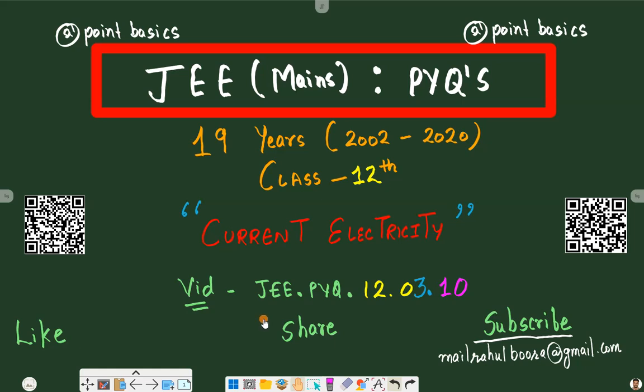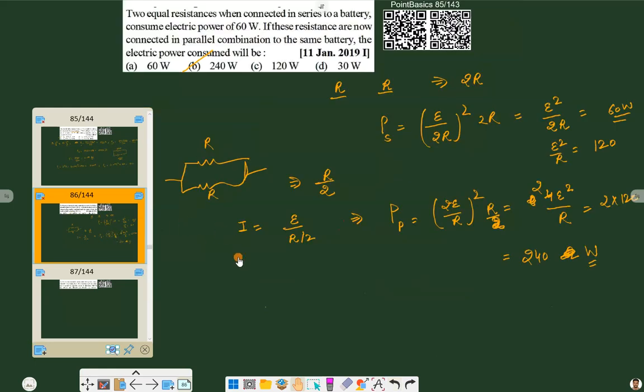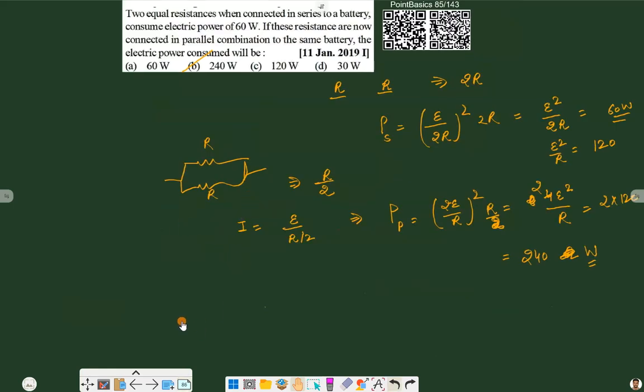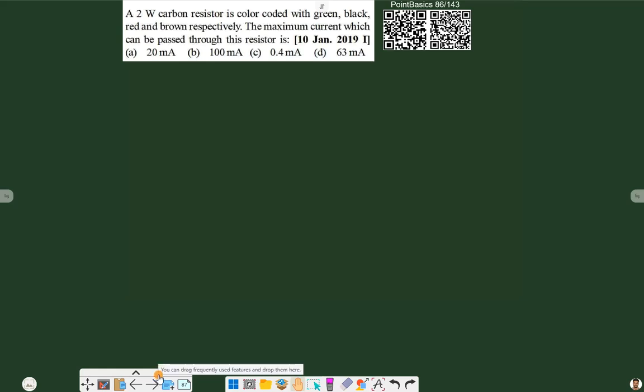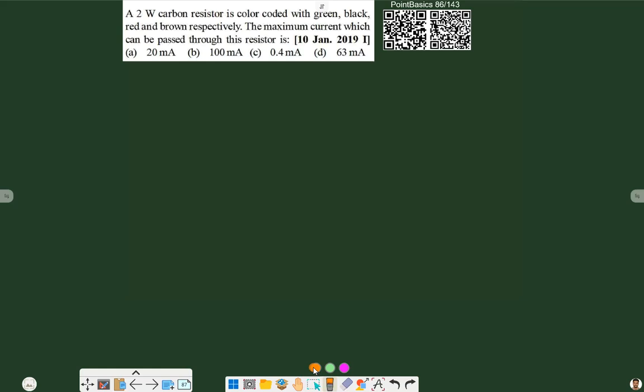Now with this, let's start today's video, and we will be starting from question number 85. I think this was the last question which we solved in the previous video, and let's start with the next question. So a 2-watt carbon resistor is color coded with green, black, red and brown respectively. The maximum current which can pass through the resistor is.